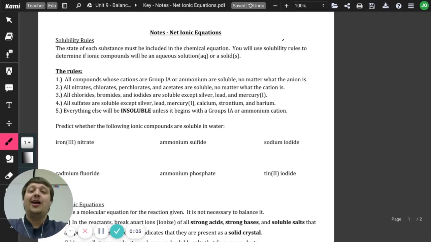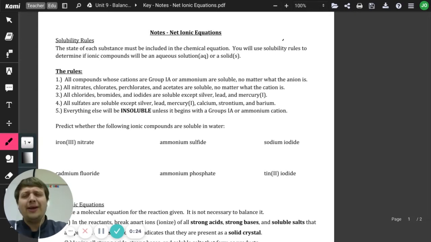Mr. Oglesby here. Today we are going to cover net ionic equations. We call these NIEs. So let's go ahead and get started. Now, net ionic equations still fall into the types of reactions unit, all right?